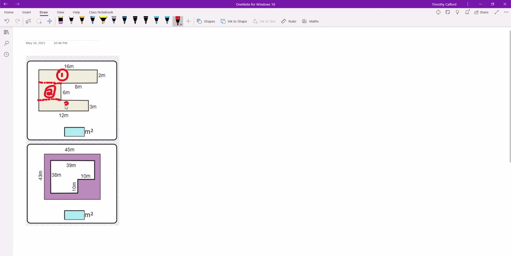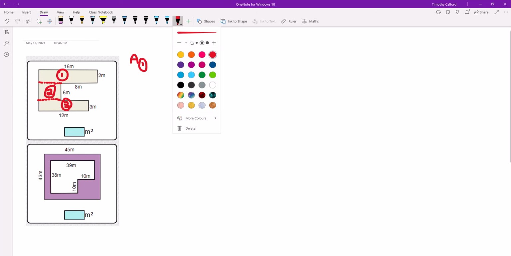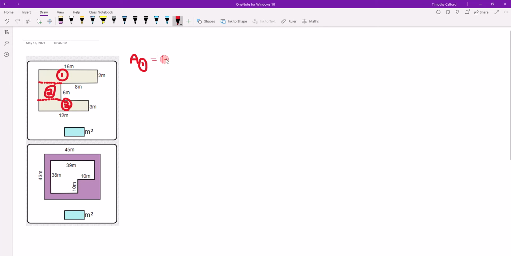And then down below I'll call this one 3. So I've got 3 separate rectangles. I'm going to calculate each area separately. So I'm going to call this one area 1. So area 1 I know is still just length times width, or base times height, or whatever words you want to use, but it's one dimension times the other.